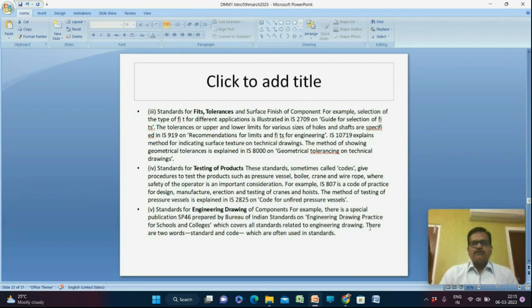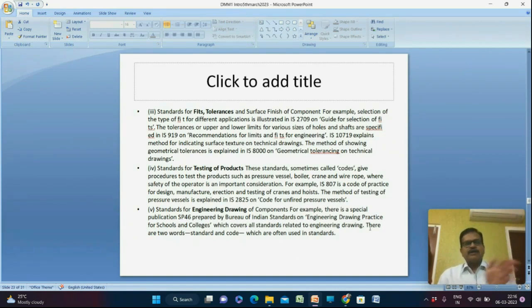The tolerances, upper and lower limits for various sizes of holes and shafts, are specified in recommendations for limits and fits for engineering. IS 10719 explains the method for indicating the surface texture on technical drawings. The method of showing the geometrical tolerances is explained in IS 8000 on geometric tolerances on technical drawing.